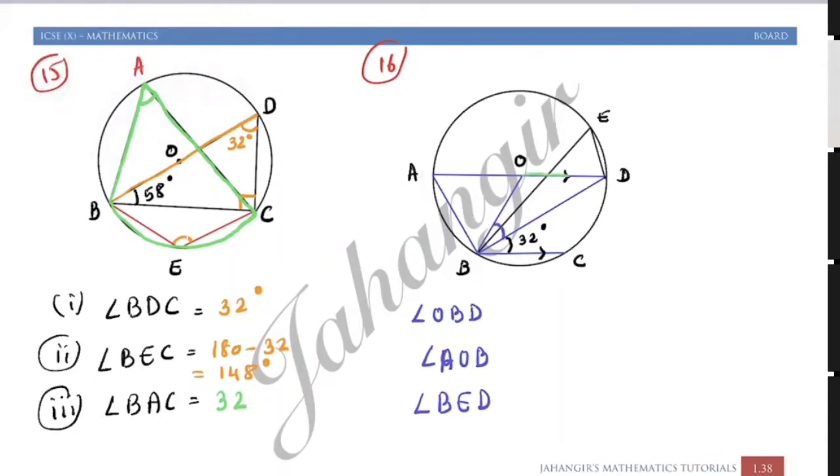See, we know two lines are parallel. So this angle will become 32. So in triangle OBD, two sides are equal, so two angles will be equal. So OBD is 32 degrees. Any doubt in this part?